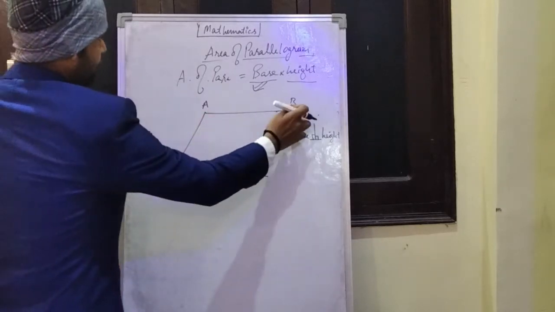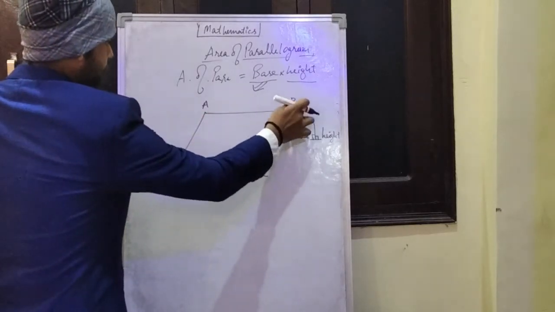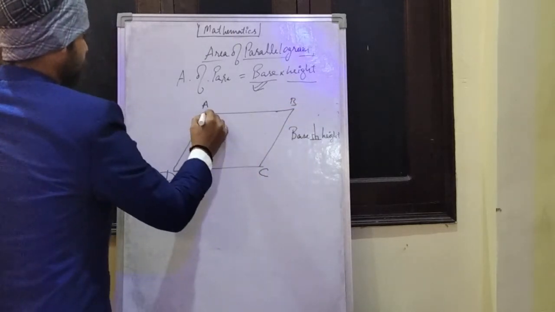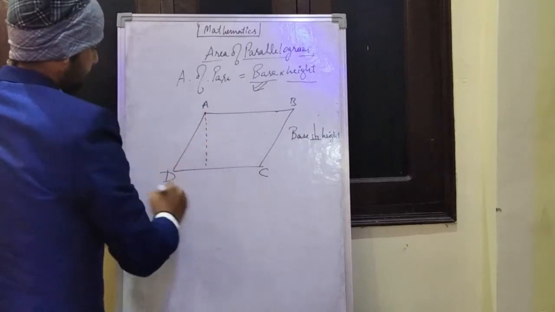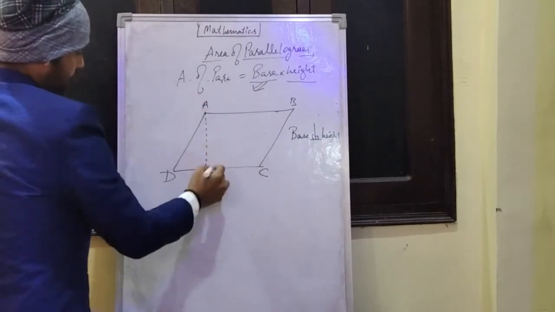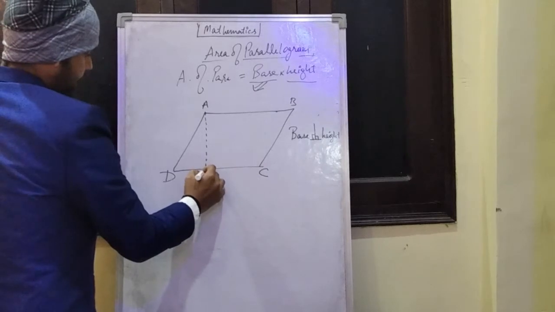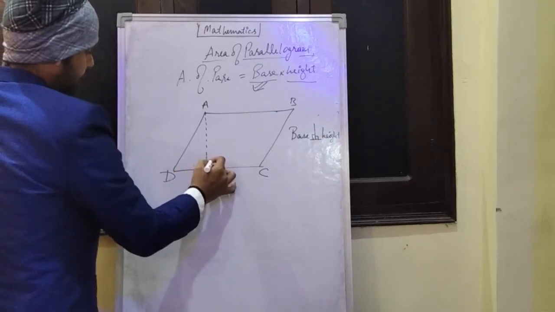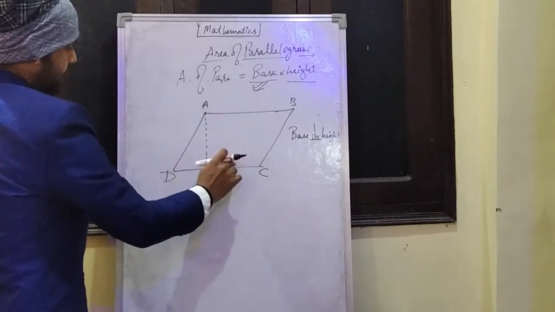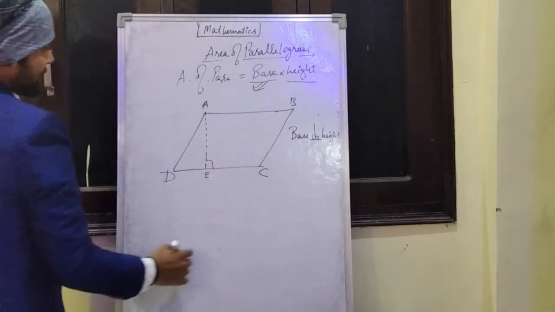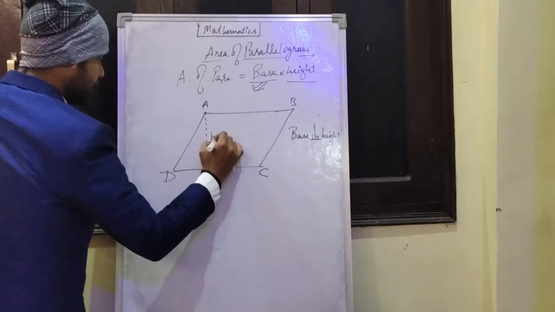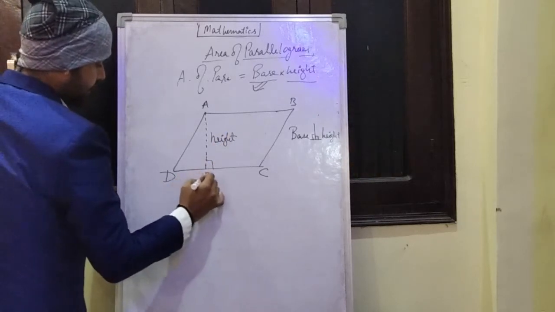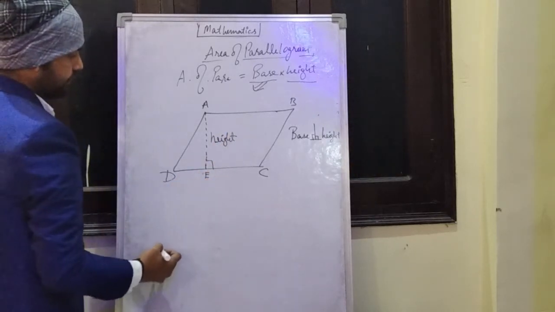So from here, if I draw a line from vertex B, it will be outside this polygon. So I'll try to draw a line from A. Now this line, let's say, meets DC at E. You will see that this line AE is at 90 degrees with DC. So now this AE will be called the height of the parallelogram, and DC will be called the base of the parallelogram.